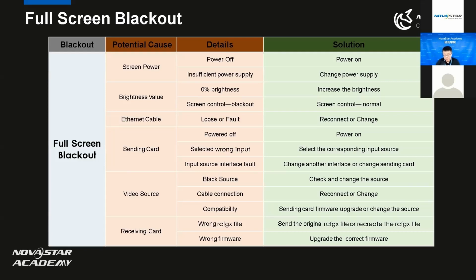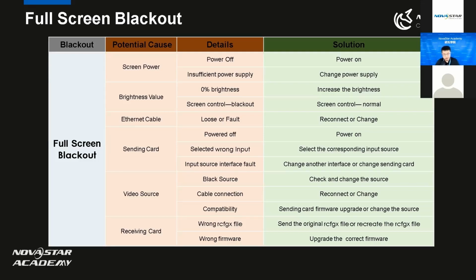Because you may feed in HDMI, DVI, and SDI, but what you want to put on your LED screen is only HDMI, but you selected DVI as the input source. In this case, the screen would be totally black. So try to check if you have the correct selection of video source. And the next one is to check the input source interface to see if it is faulty or broken. So you can try to change another sending card, or to use another video connector.